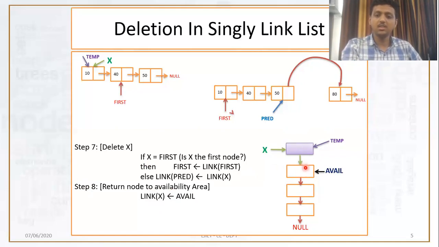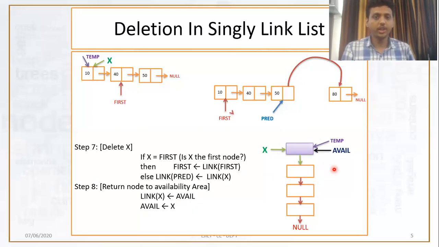Fine. The next is avail to x. So after doing this, I need to move avail to x, because the top pointer always points to the topmost element of the stack. So right now x becomes the topmost node of the availability stack. So I need to move avail to x. Avail to x. So after this, avail is pointing to x. Got it? Clear? So like this, we do the deletion operation in a single linked list.